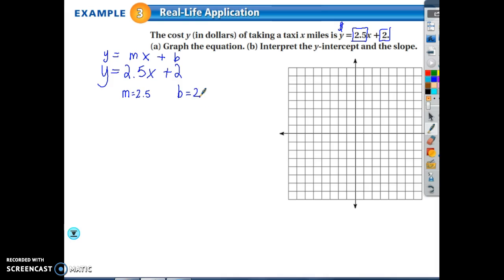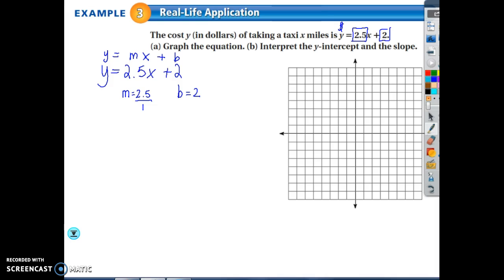Now, slope being 2.5 is a little bit difficult to graph. So what I'm going to do is I'm going to say this is 2.5 over 1. And the reason I say that is difficult to graph is because that means you're going up 2.5 units and over 1 unit. But that's a little bit imprecise.